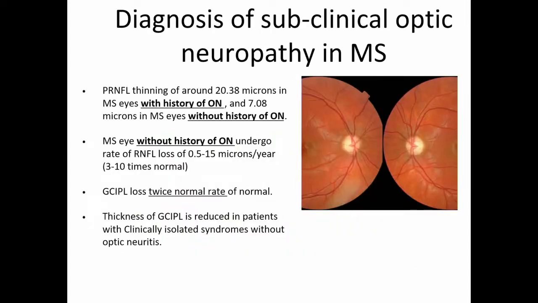And we now use OCT for multiple sclerosis, because patients with multiple sclerosis, even if they don't have a history of optic neuritis, will have thinning of the nerve fiber layer and the ganglion cell layer, and they will have more rapid progression of this thinning than normal people. So you can actually use the OCT to screen for these patients as an adjunctive tool to help the neurologist with the diagnosis of multiple sclerosis.